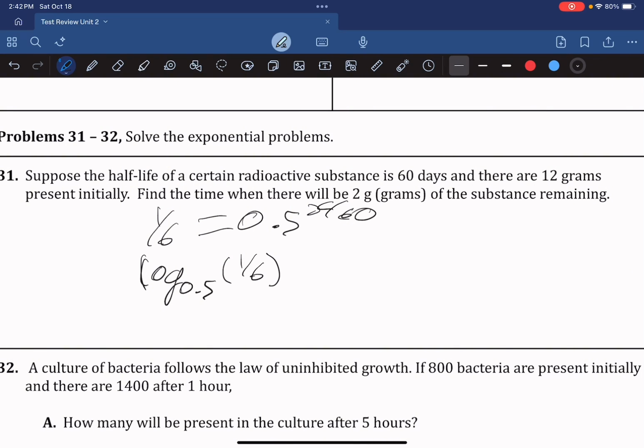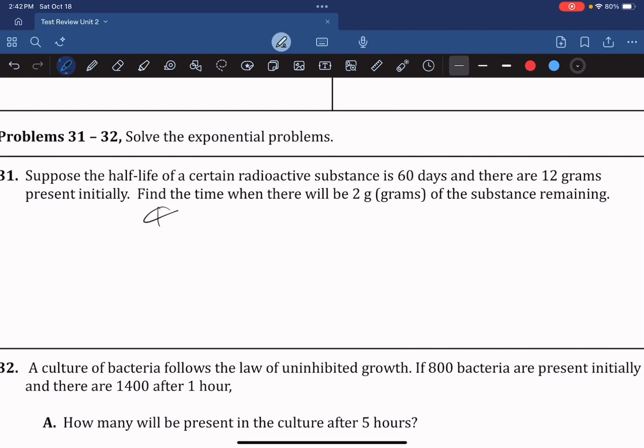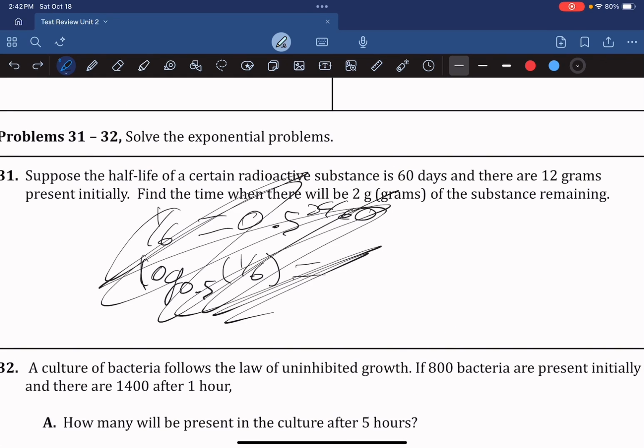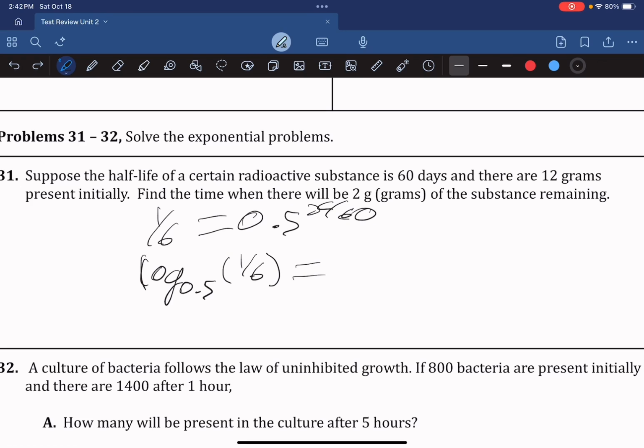Of 1/6 equals... I think I messed up somewhere. I definitely messed up somewhere. Okay, this isn't looking well. I'm sorry, I'll redo it really quick. 2 equals 12. Nope, I did not mess up. Crap. Okay, I'm sorry about that.